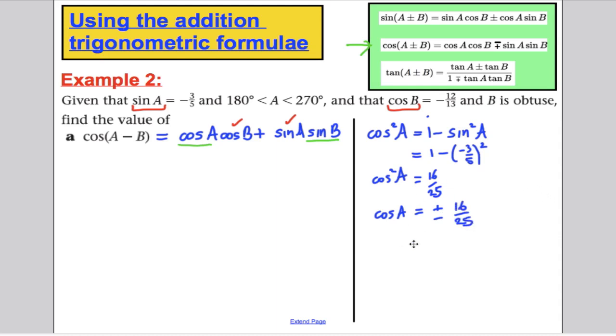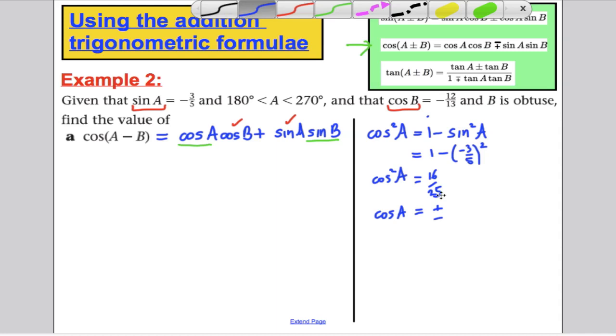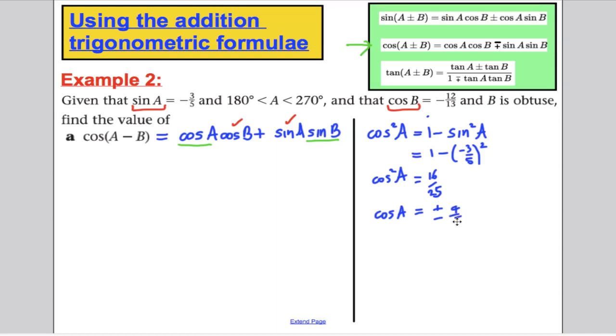Now the question is, which one is it? Taking square roots of both those, it would be 4 over 5. Now the question is, which one is it? Is it positive 4/5 or negative 4/5? Well, we're told in this case that A is a reflex angle.